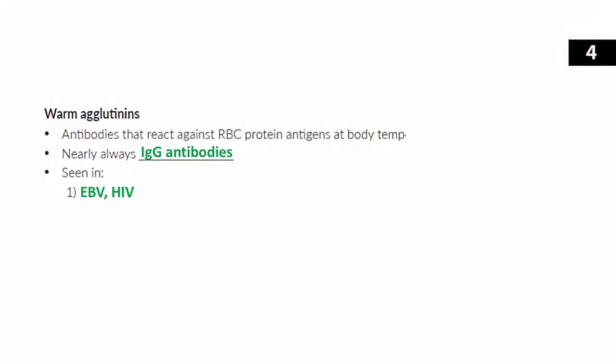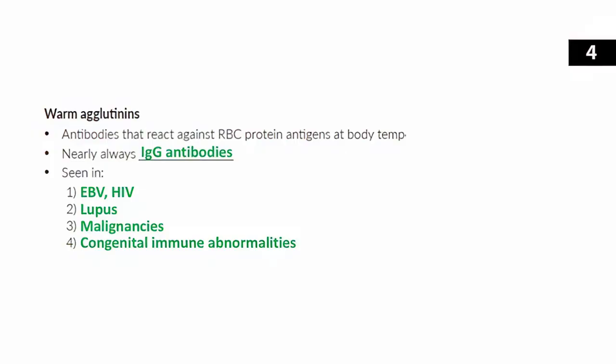So again, EBV can cause either warm or cold agglutinins, just like CLL. Lupus is the second one. The third one is malignancies. So again, CLL, but also non-Hodgkin lymphoma can sometimes cause warm agglutinins. And then the fourth one is congenital immune abnormalities. Then the next question explains the Coombs test.